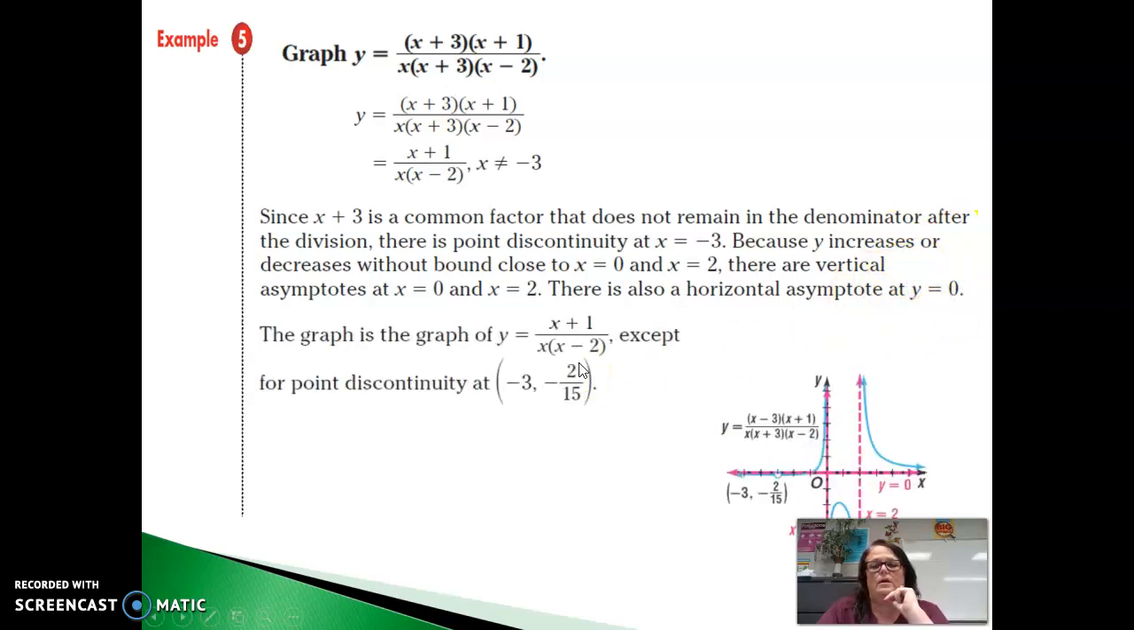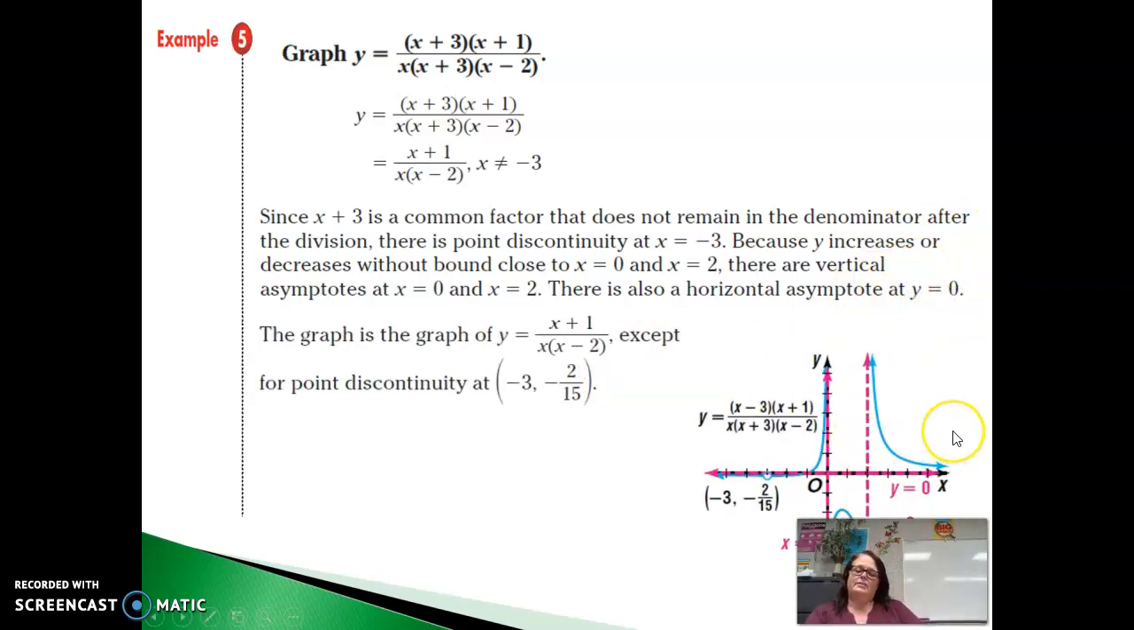So what this looks like is this crazy looking graph where at x equal negative 3, we would have a hole. So I have a vertical asymptote at x is 0, a vertical asymptote at x is 2, a horizontal asymptote at y equals 0, and a hole in the graph at x is negative 3. Now, to graph something like this, we would need an XY chart, and we would just test points to the left, in the middle, and to the right of the asymptotes in order to get that.